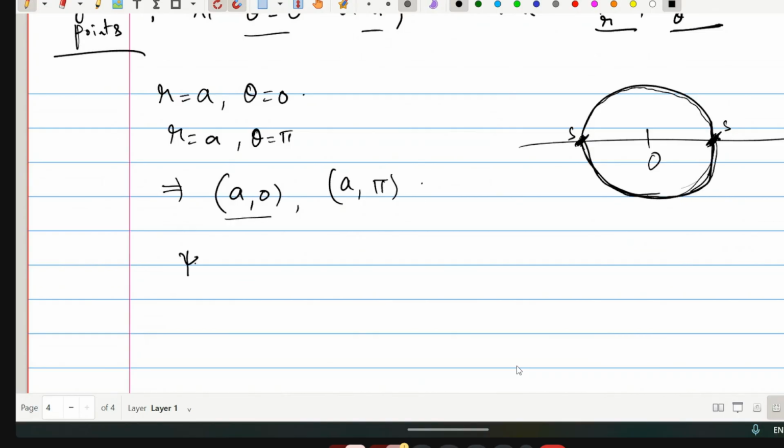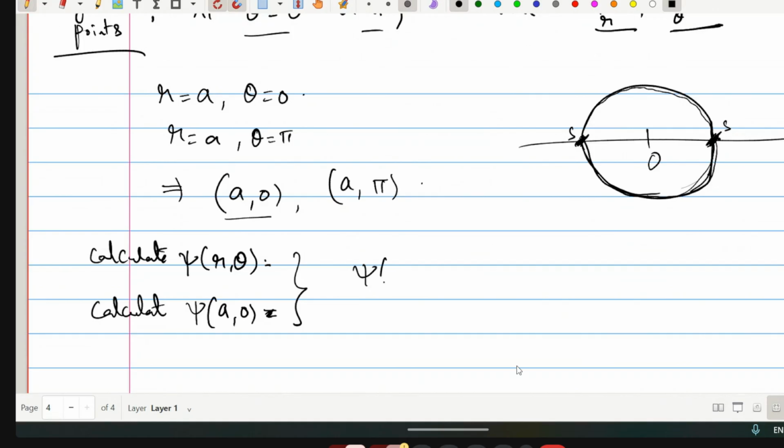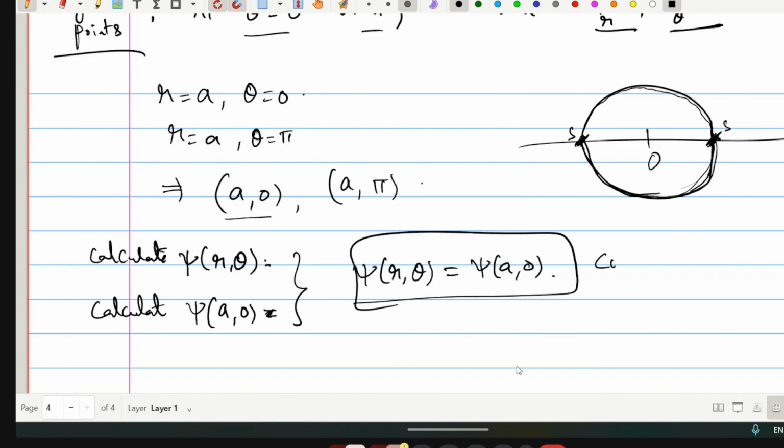Okay, so what you're going to do is try to calculate psi of r theta first. Psi of x y, basically psi of r theta. And then calculate psi at a comma 0 equal to what? You calculate. And next calculate this one. Then from this, if you write it, you have psi of r theta equal to psi at a comma 0. This is the curve in the xy, r theta plane.